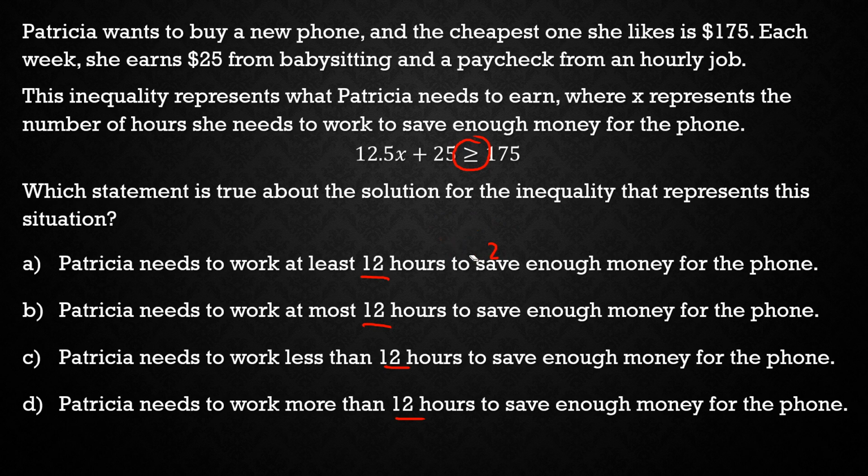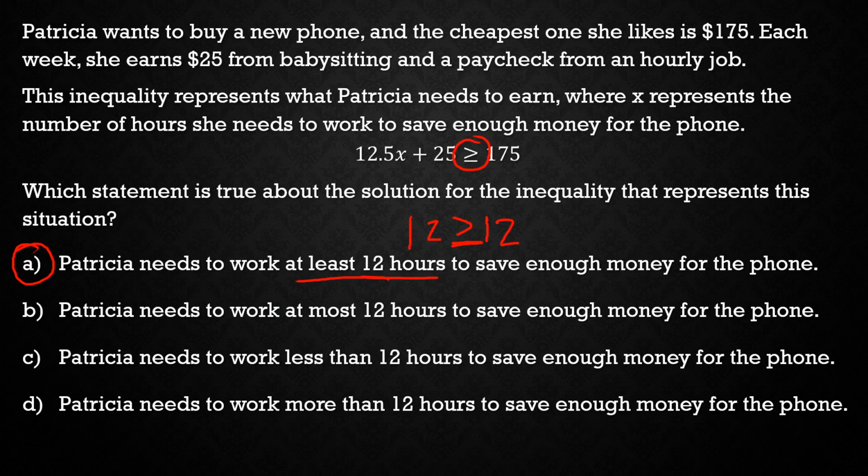Let me move this up here because it's a bit hard to see. 12 is equal to 12, and that works here because this on the bottom represents "or equal to." So if she works at least 12 hours, she's going to be able to afford her phone. If she works 13, she'll also be able to afford her phone. So this part right here where it says Patricia needs to work at least 12 hours to save enough money for her phone, that is the correct answer.